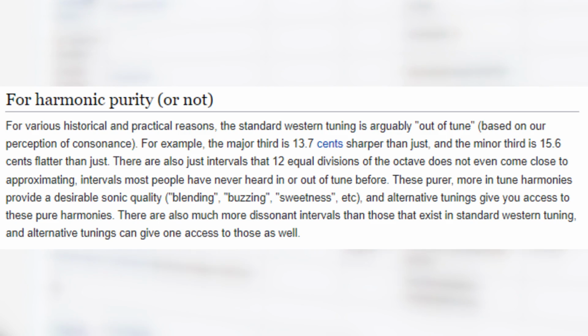Number 2, for harmonic purity, or not. For various historical and practical reasons, the standard Western tuning is arguably out of tune, based on our perception of consonance. For example, the major third is 13 cents sharper than pure, and the minor third is 15 cents flatter. There are also pure intervals that the 12 equal divisions of the octave does not even come close to approximating, intervals most people have never heard in or out of tune before.